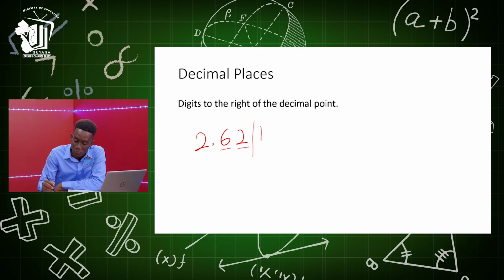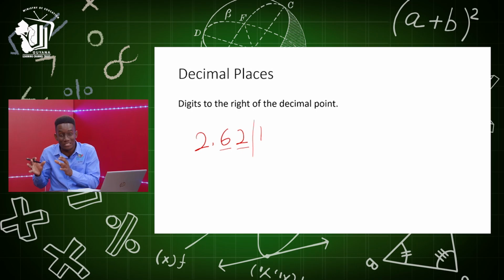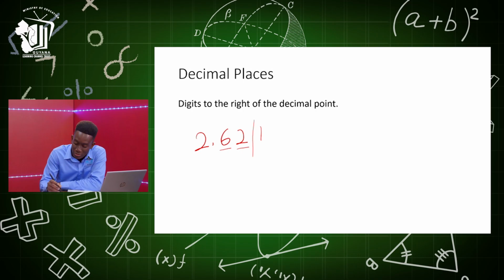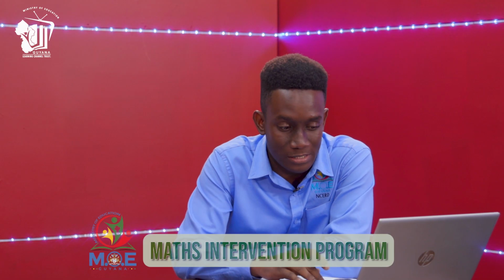So since we counted 2 decimal places, we look at the digit after where we stop, which is the 1. Now if this number after the number that we stop at is 5 or more, we add 1 to the previous number. And if it's 4 or less, we leave it as it is. So this correct to 2 decimal places would be 2.62. Now let's look at some other examples.